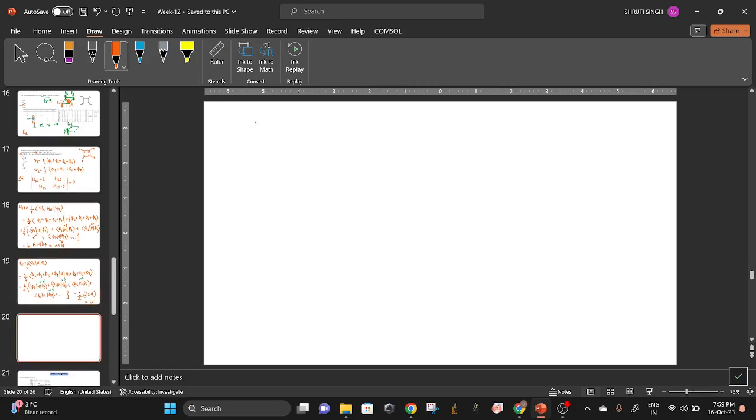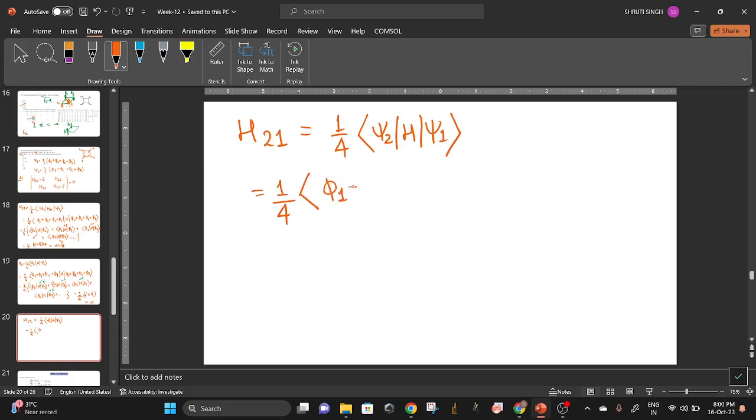Similarly, when we do H21, this will be beta. H21 will be 1 over 4 psi2 H psi1. Now we have seen psi2 is equal to 1 plus 4 plus 5 plus 8, and psi1 is equal to 2 plus 3 plus 6 plus 7.